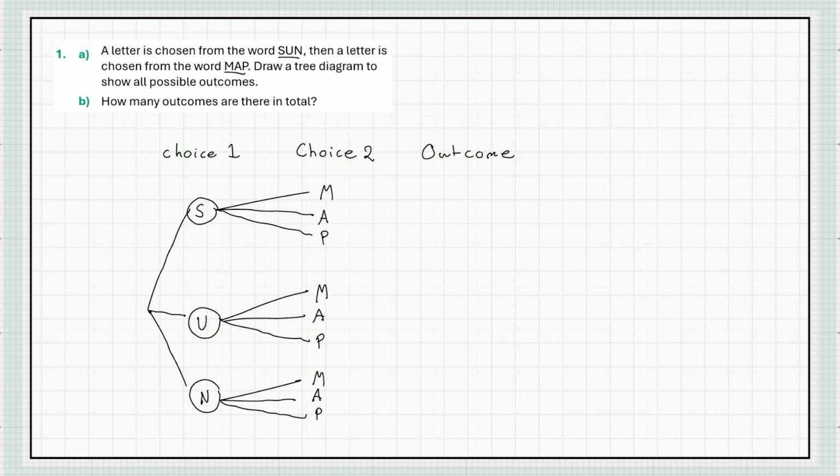So we can draw an S, and then we can draw an M. We can draw an S and an A. An S and a P. Another outcome, if we draw a U, it would be UM, UA, UP, and then NM, NA, and NP. So these are all the possible outcomes, right? And we can see that each group is 3, means that there are 9 total outcomes.